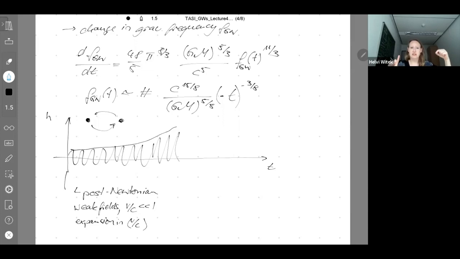This is a good description if our two bodies are very far apart. As they emit gravitational waves, we've just seen the frequency increases. We also know that the frequency is directly related to the orbital frequency. So that means that through gravitational wave emission, our orbits start shrinking. And if our two objects are sufficiently close, then all this weak field approximation breaks down, because now we are talking about strong gravitational fields.